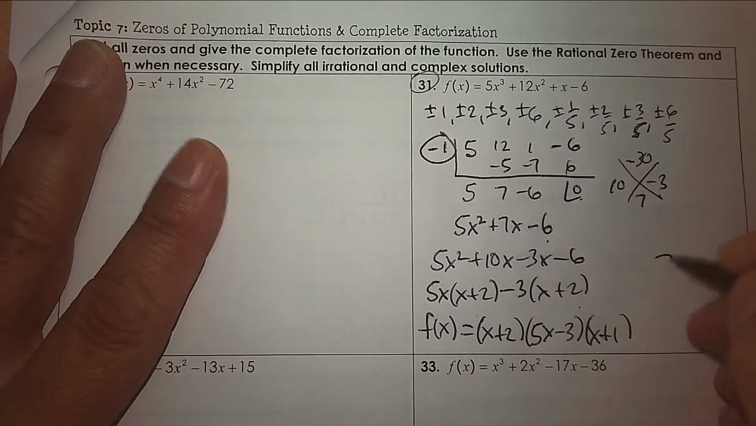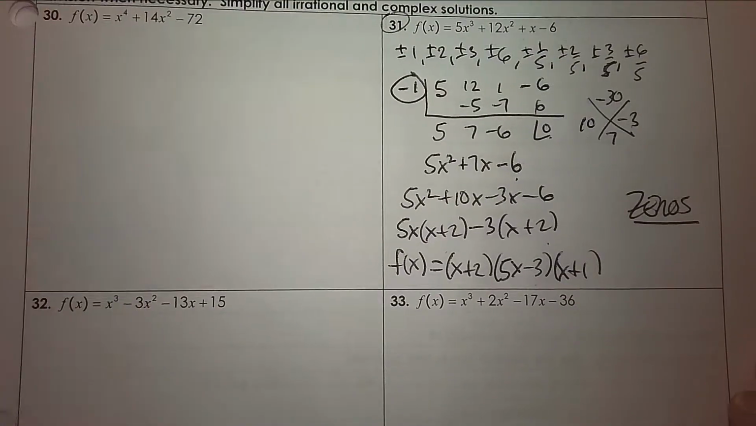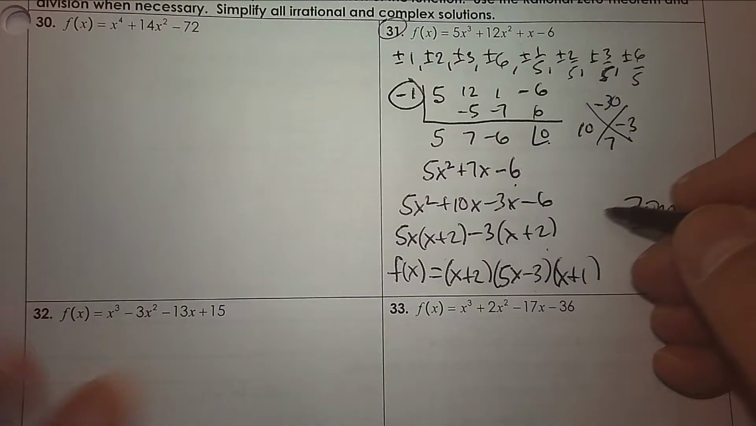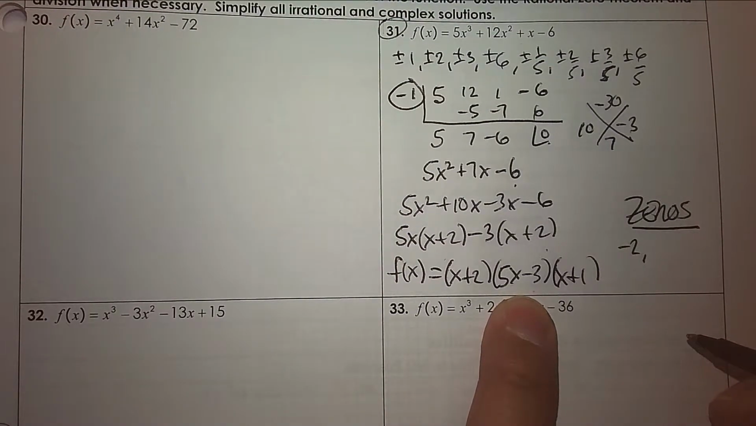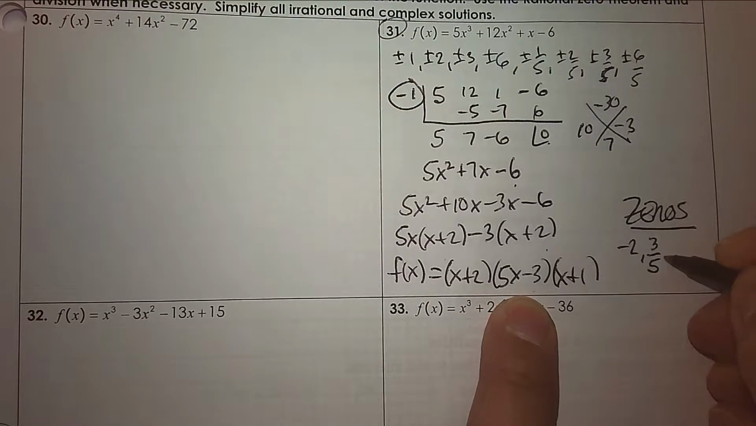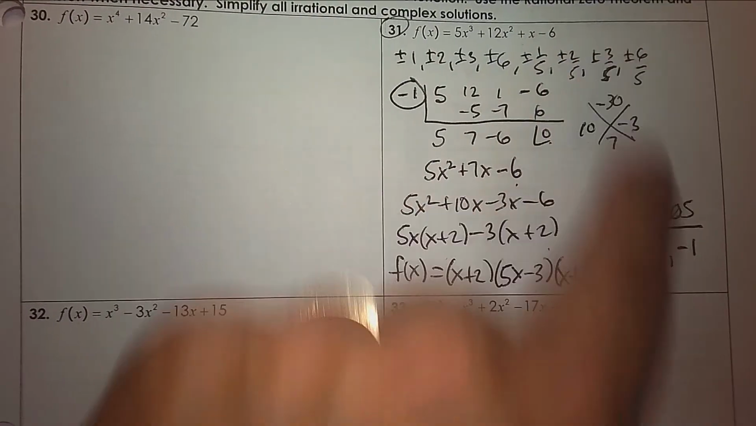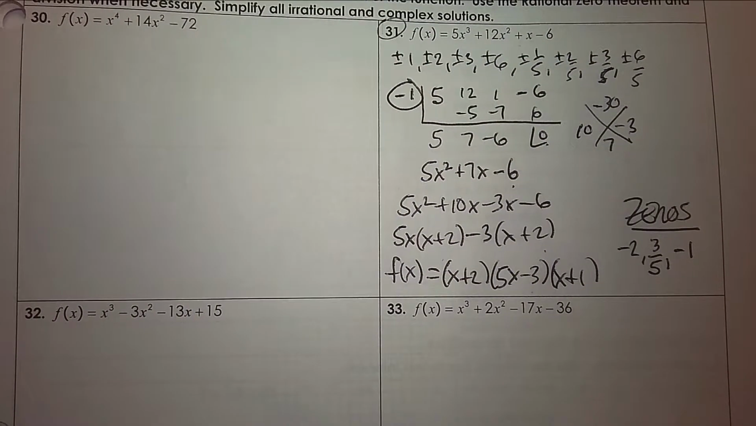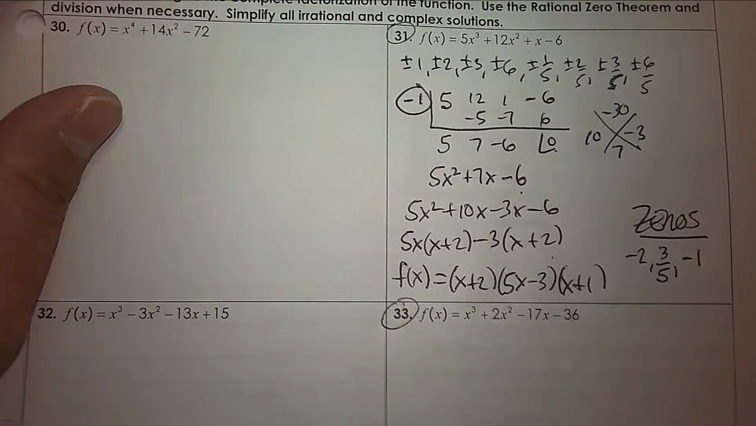If I asked you for the zeros, what would you tell me the zeros are? So a 0 is negative 2. Be careful of the middle one. 5x subtract 3. What's the 0? And then, so there was a fraction, right? That on our list, 3/5, but we didn't need to use it in synthetic division. Let's look at number 33.